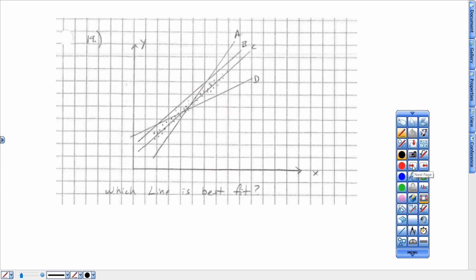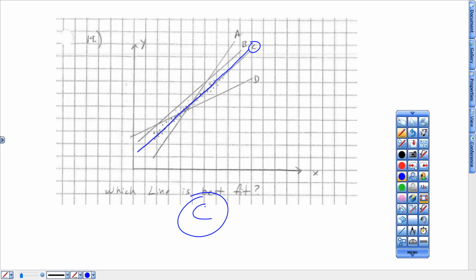And then the last two. Number 19, which line best fits through this data? And you can see the only line that goes through the heart of the data is line C. The other ones are not the best fit. Next word is surf. Surf.